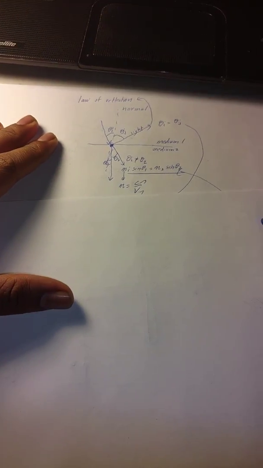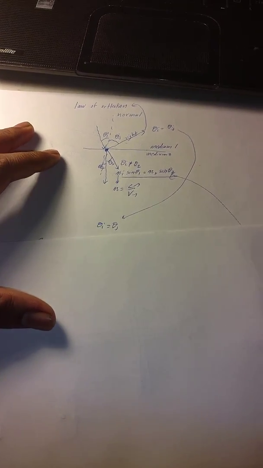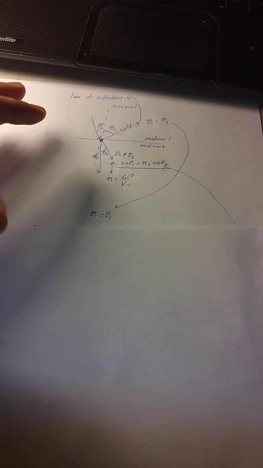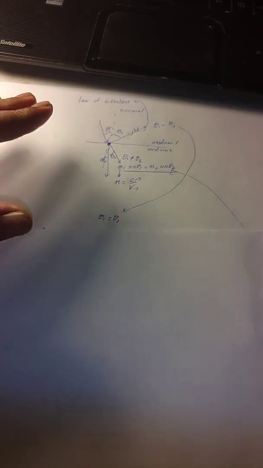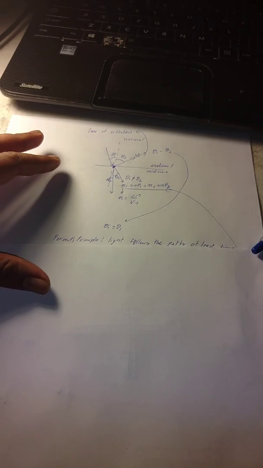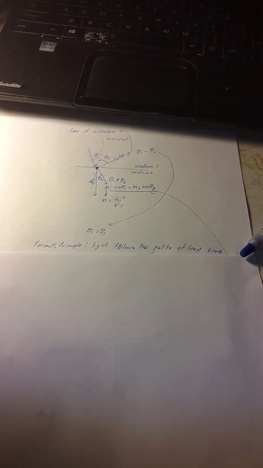In this video I'm going to be talking about the derivation of theta I is equal to theta J, which is the law of reflection. So I'm going to draw another diagram. But first, in order to derive it, we have to understand one concept, and that's Fermat's principle, which says that light follows the path of least time, in layman's terms.